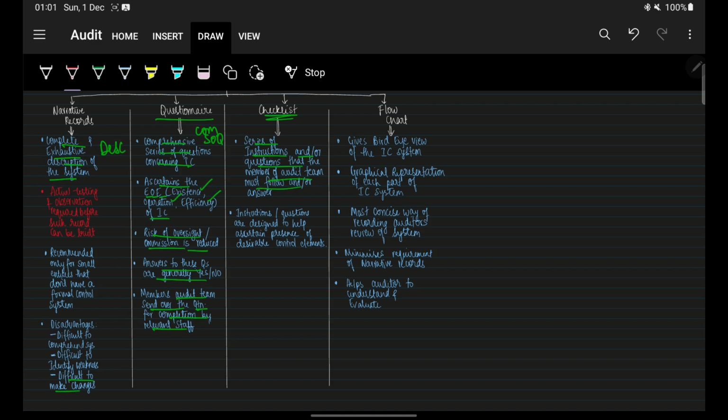So the questionnaire is from the audit team to the staff, right? But the checklist is by the audit team for the audit team itself. So the questions and instructions are to be followed by the audit team itself. The instructions and questions are designed to help ascertain the presence of desirable control elements.